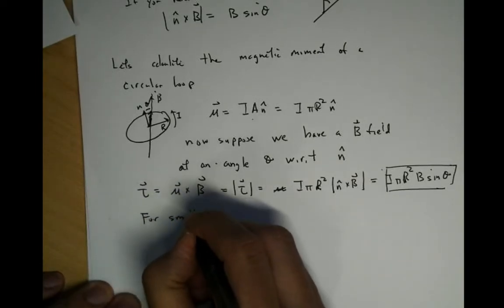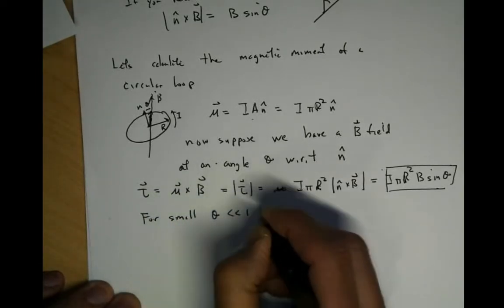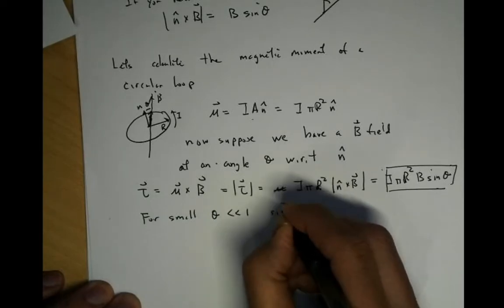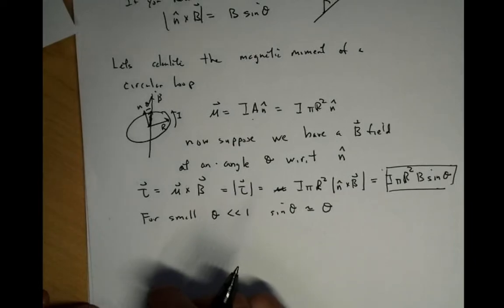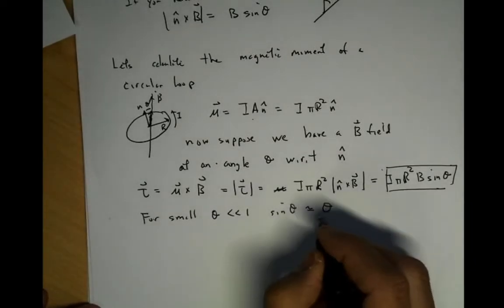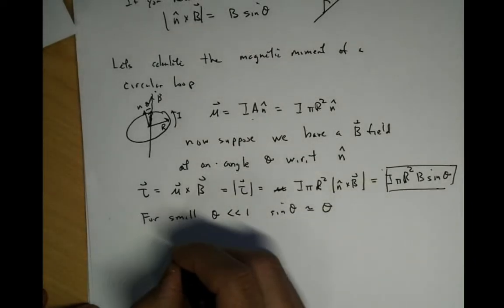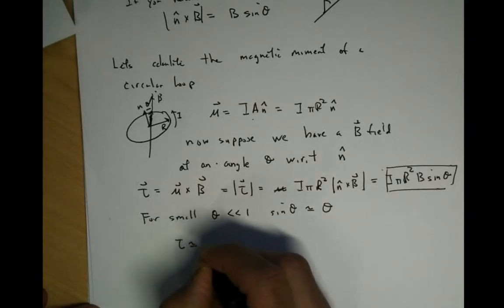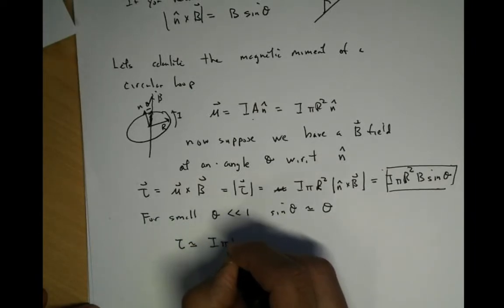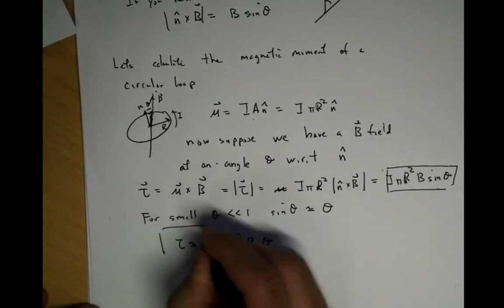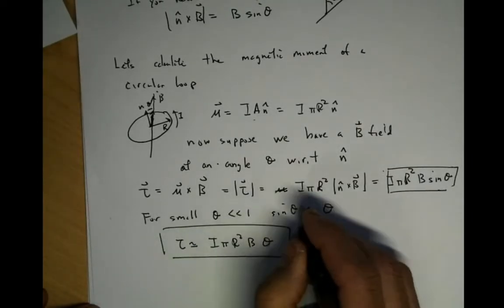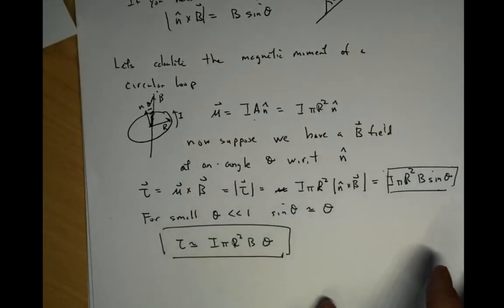And so for small theta much less than 1, sine theta happens to be roughly equal to theta. You get that from Taylor expansion, or you just basically know that this is true. Tau is roughly equal to I pi r squared B times theta. This little result right here for this case will be important in the homework.